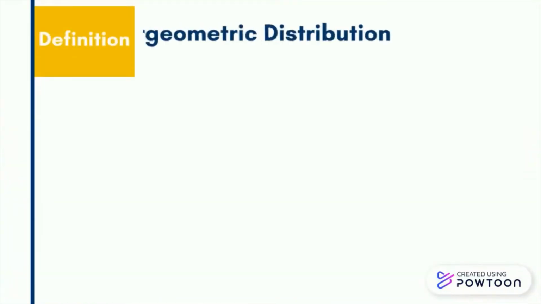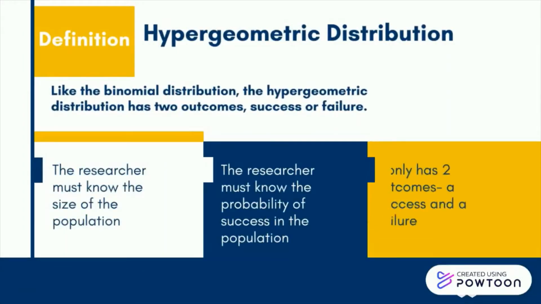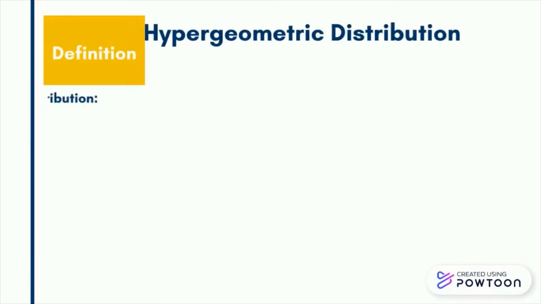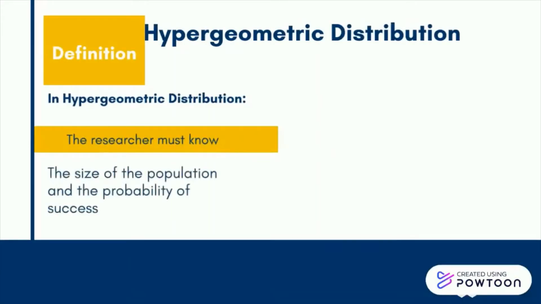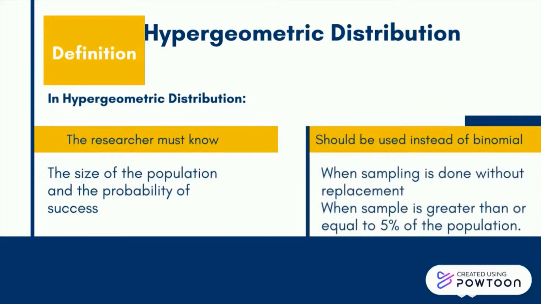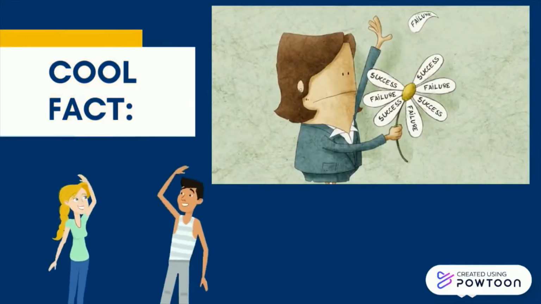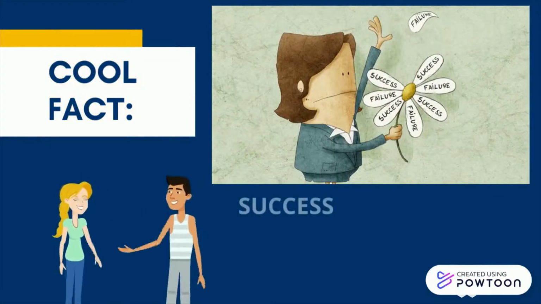The hypergeometric distribution is a discrete probability distribution that describes the probability of successes from a finite population of size N that contains exactly A objects of that feature, wherein each draw is either a success or a failure. Unlike the binomial distribution, the researcher must know the size of the population and the probability of success in the population. It should also be used instead of binomial when sampling is done without replacement and the sample is greater than or equal to 5% of the population. Like the binomial distribution, the hypergeometric distribution has only two outcomes, success or failure.